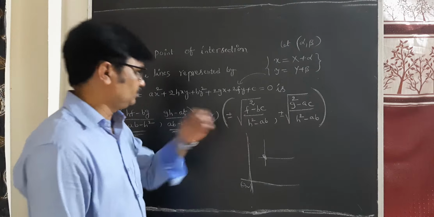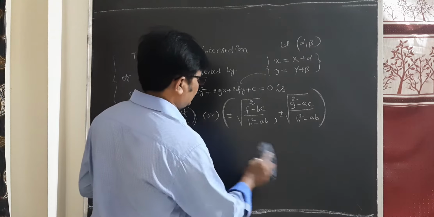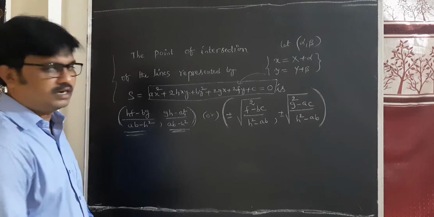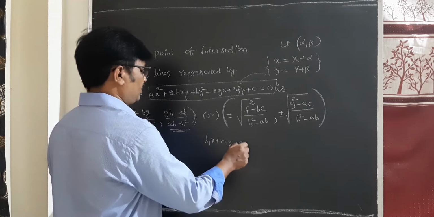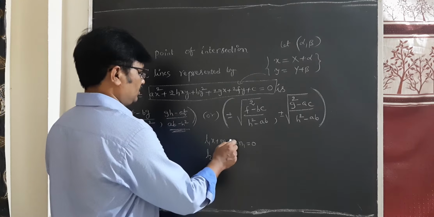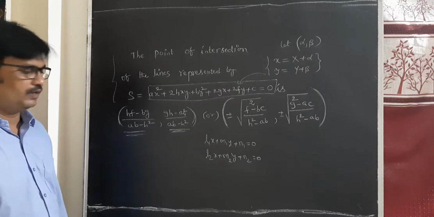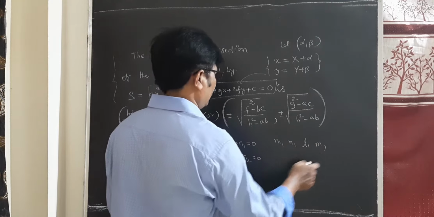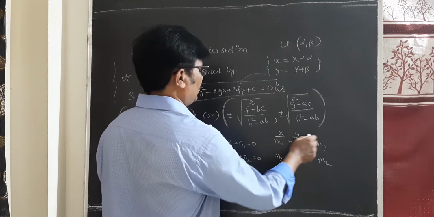So how to get this? Dear students, the given equation represents a pair of lines which do not pass through the origin. We take them as L1x plus M1y plus N1 equal to 0 and L2x plus M2y plus N2 equal to 0. We just have to find the point of intersection here. How to get this? This is M1, N1, L1, M1. This is M2, N2, L2, M2. This is x by y by 1 by.